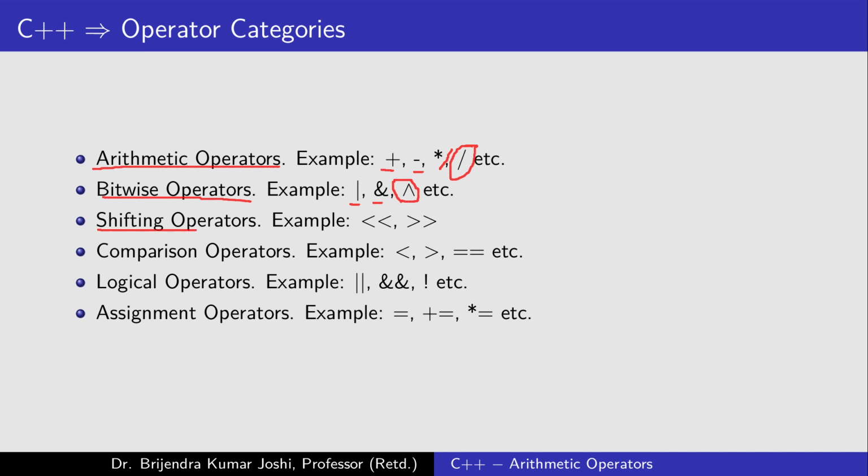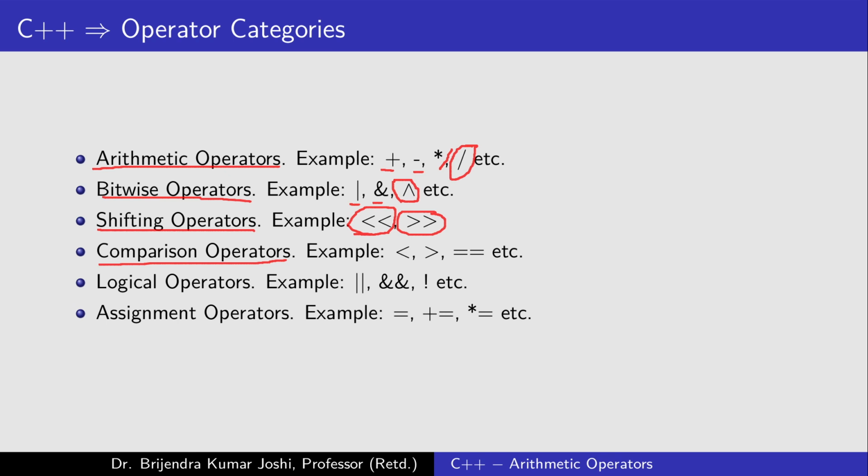One thing more. For exponentiation in C++, we need to use a function, the pow or power function, which is defined in the standard library. Now the next one is shifting operators. Actually, these are also bitwise, but I have categorized them separately as shifting operators. This is double less than symbol for shift left and double greater than symbol for shift right.